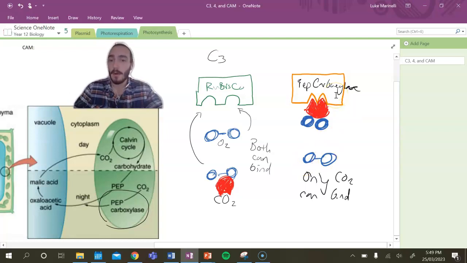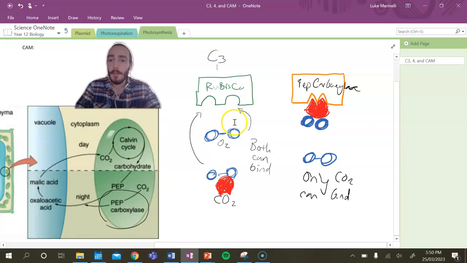So instead, we always get carbon dioxide binding with PEP carboxylase and being turned into malic acid, which it can then use as a source of carbon dioxide later. So in our C4 and CAM plants, our Rubisco is never coming across large amounts of oxygen. So it's always going to preferentially bind with carbon dioxide and be used as normal in the Calvin cycle.